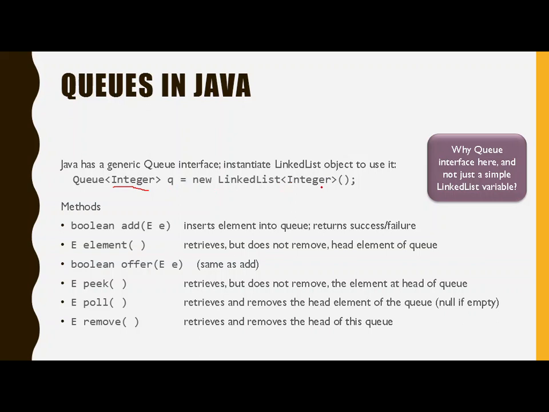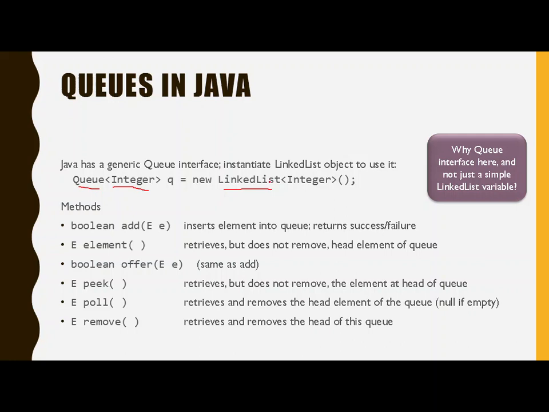So one question for you is, why do they use Queue over here? Why don't they just make a LinkedList queue equal to new LinkedList? So why is this data type different than this data type? Think a minute. Pause if you need to.